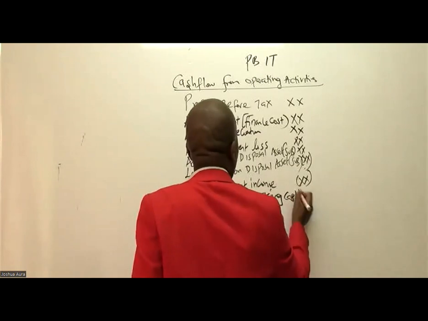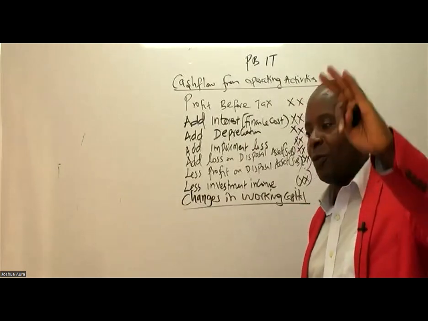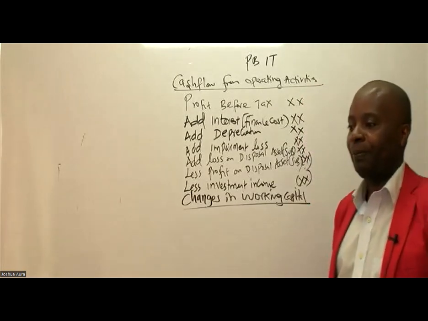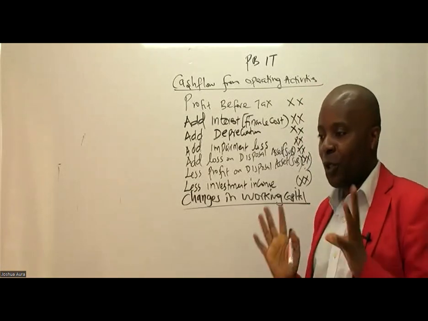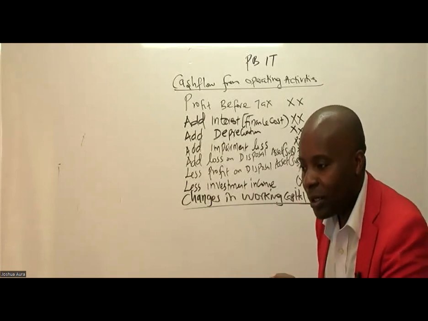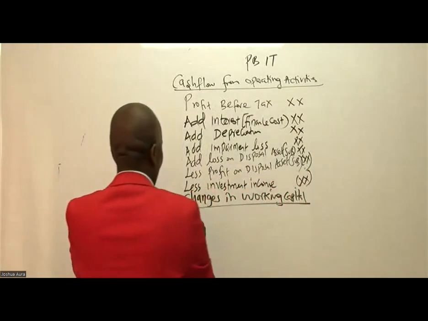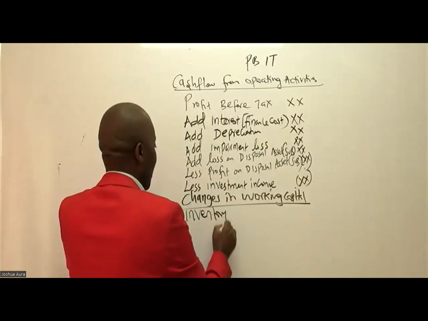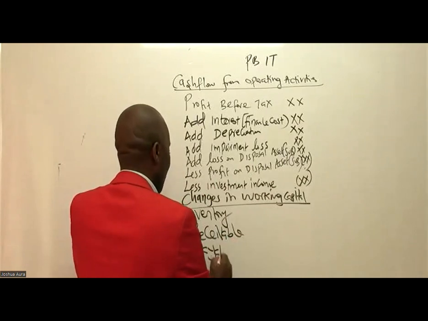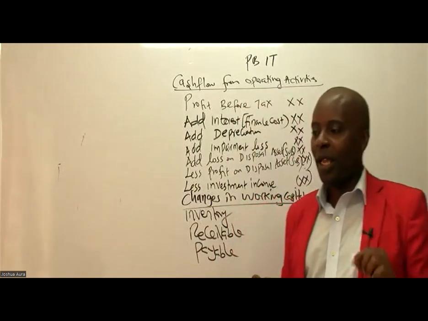So when we talk of working capital, we have got three items that we have to look at. Which items are these? The three items which constitute our working capital: we have inventory, we have receivables, we have payables. Thank you very much. So write them first of all here: inventory, receivable, payable.